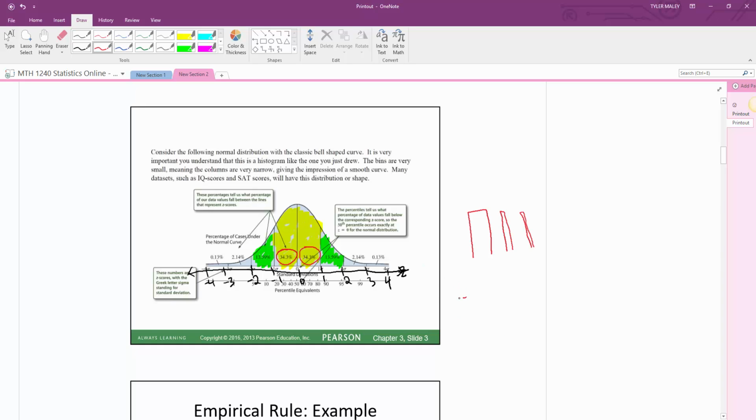Also, something to note is that the total area under the curve is 100% or 1, right? So we can use that to help us sometimes too. Everything underneath would be 100% of our data, right?